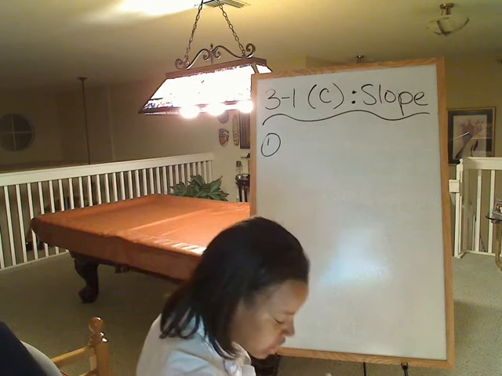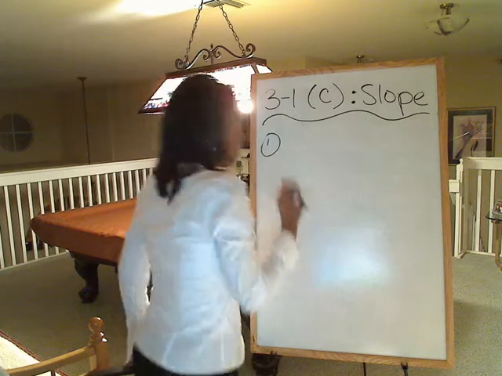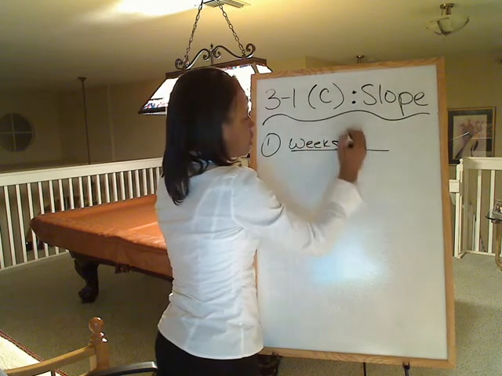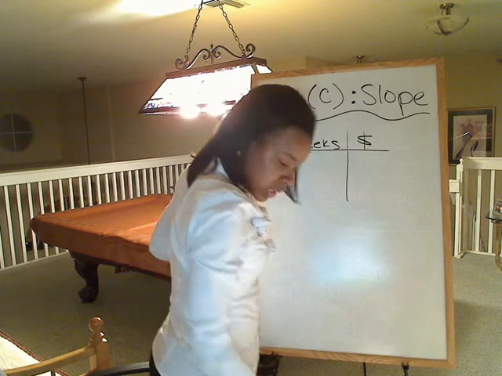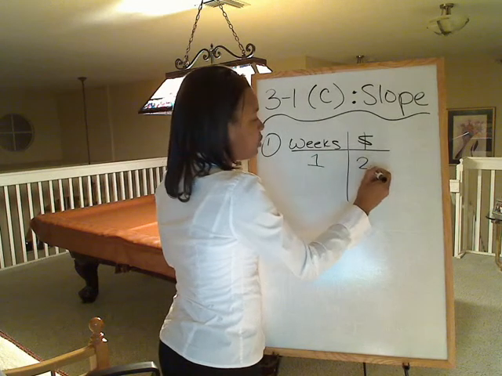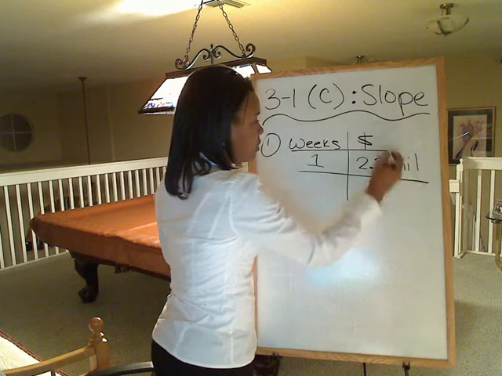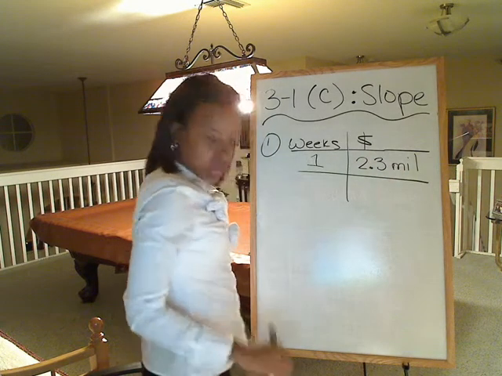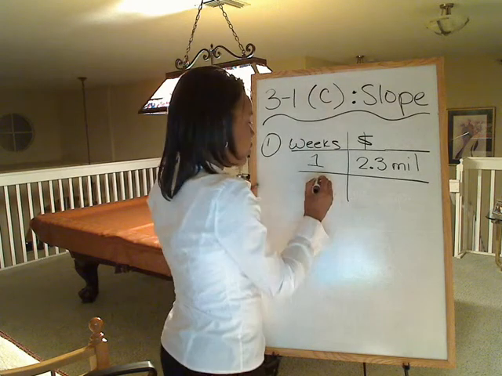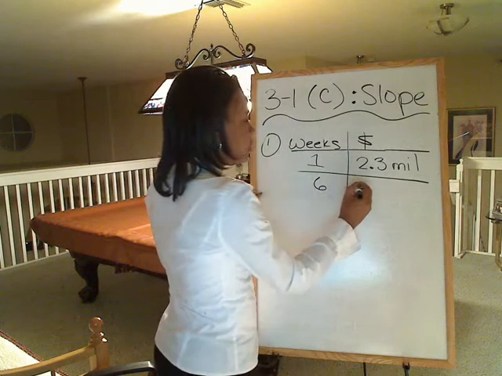And if you look, it says at the end of the first week, so let's make a little table here. This will be weeks, and this will be how much money it made. At the end of the first week, it made 2.3 million. At the end of the sixth week, it made 6.8 million.